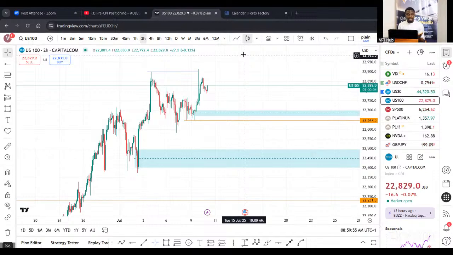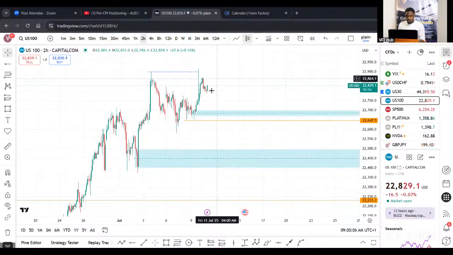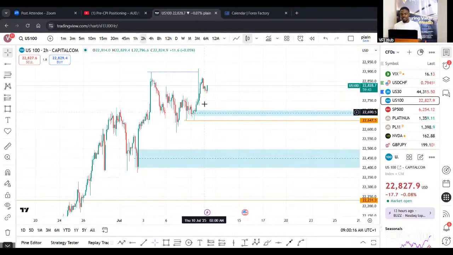The other one is our 4-hour order block, which is still far. You can see where it is here, right? It's quite far from where price is. So most times price might not even want to come this far before it starts pushing to the upside again. So that's why we are having these areas marked out.